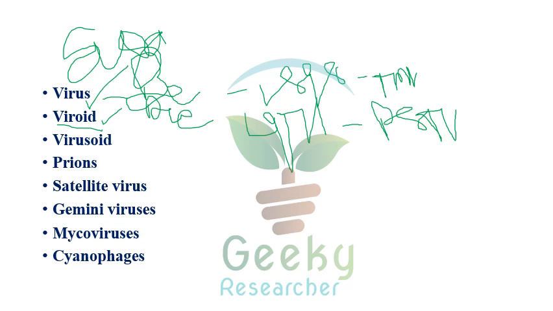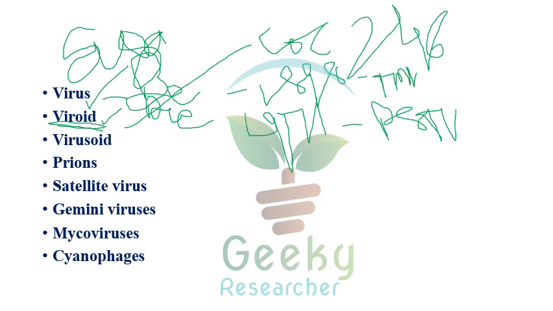I will tell you some interesting facts. The viroid genome size ranges from 246 to 401 nucleotides. The smallest viroid is coconut cadang-cadang viroid, which contains 246 nucleotides. As I told you, a virus is replicated by RNA polymerase 1 enzyme, whereas a viroid is replicated by RNA polymerase 2 enzyme.